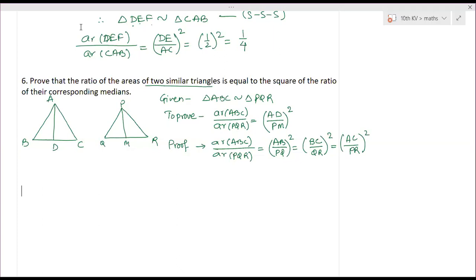Will it be like SAS? Yes, possible. Ma'am, can I try? Yes, Bhavya.